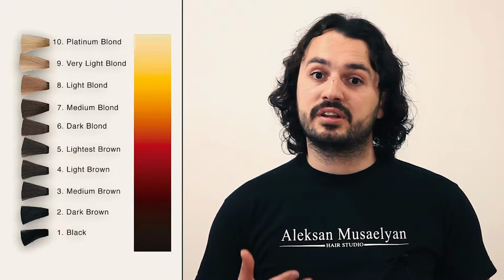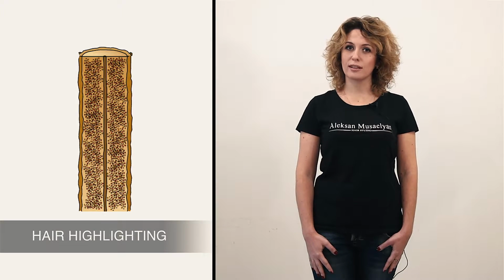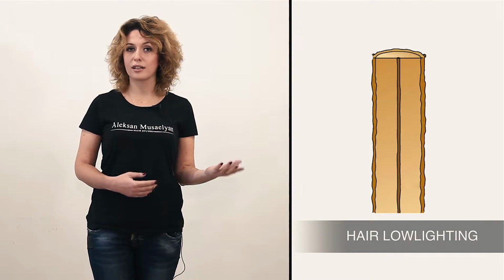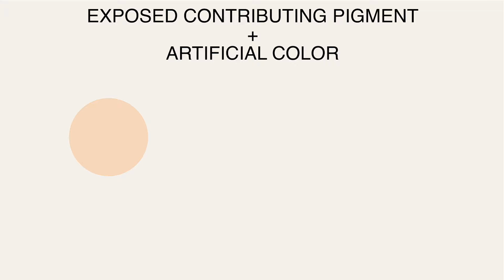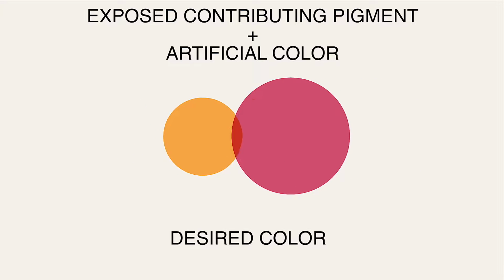The color that has been formed as a result of hair lightening or melanin destruction is called the exposed contributing pigment. Any permanent hair dyeing looks like this. In order to get the light hair shade, we remove all the pigments from the hair. If we need to get the dark hair shade, we on the contrary have to fill it. The exposed contributing pigment plus artificial color gives us the desired color.